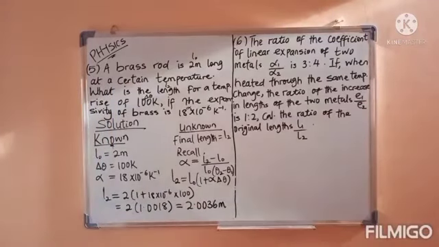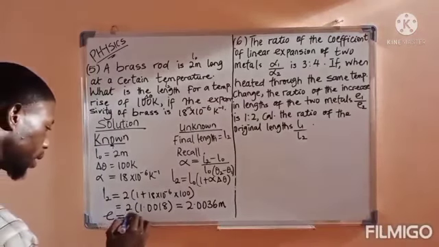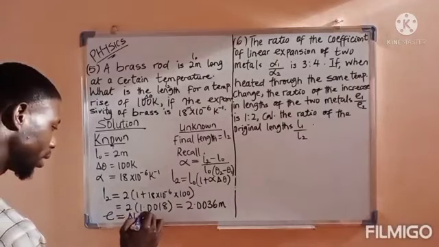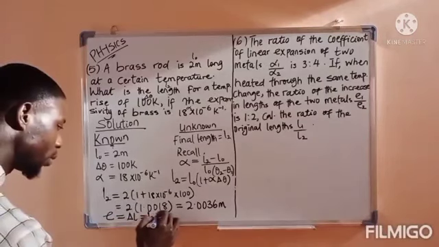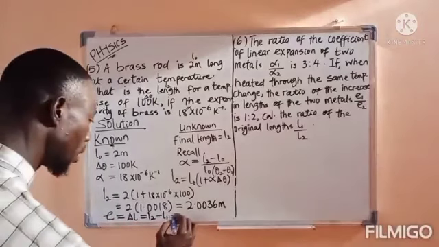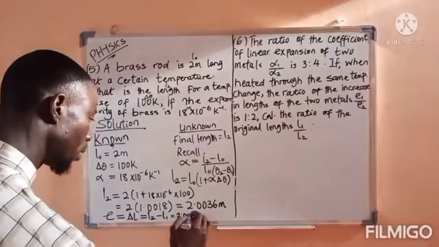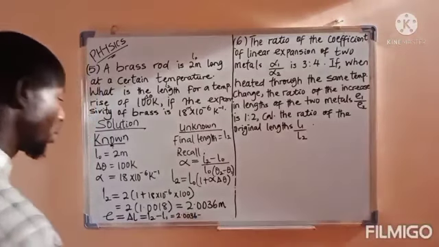So that is your L2. The question can go further to ask what is the extension. What do you do? Remember, your extension is the same thing as the change in length. So your extension E, which is the same thing as the change in length, is equal to L2 minus L1. So what is my L2? L2 is gotten to be 2.0036 minus L0.